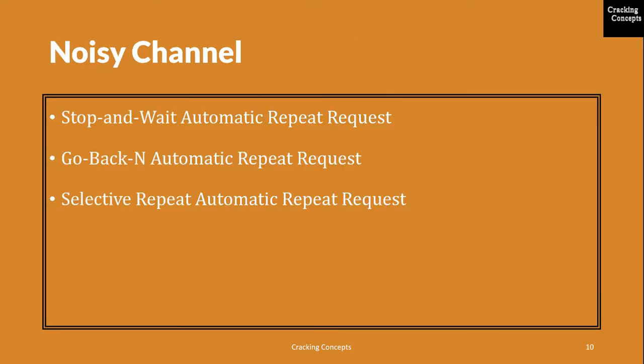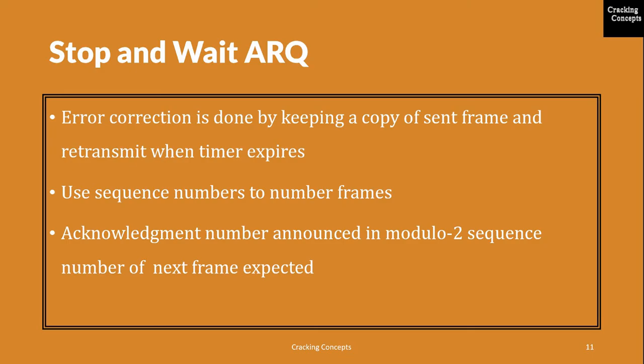Now looking into the noisy channels, although the stop and wait protocol gives us an idea of how to add flow control to its predecessor, noiseless channels are non-existent. So we have 3 solutions for noisy channels, which are stop and wait ARQ, go back N ARQ and selective repeat ARQ. Now we will be focusing on stop and wait ARQ in this video.